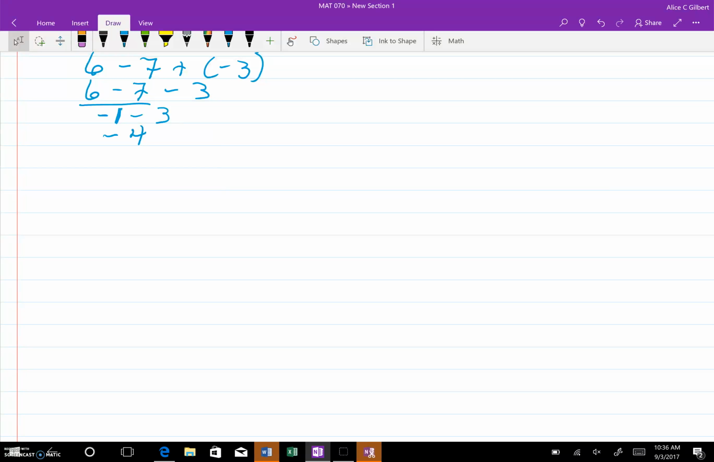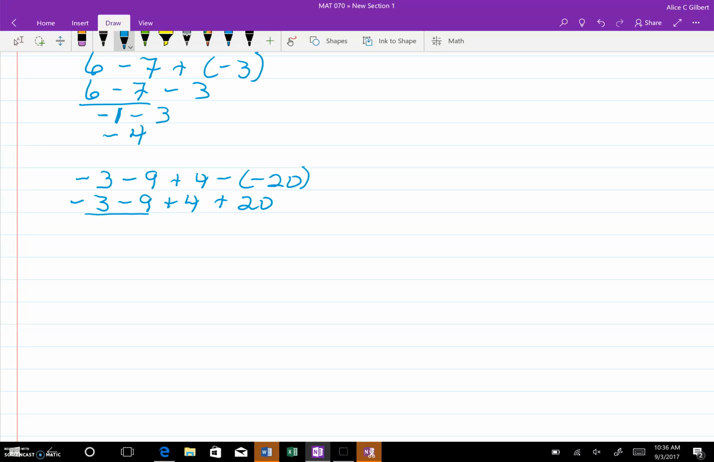Let's see if I can get one more in here. Let's try this one: -3 minus 9 plus 4 minus 20. First I need to get rid of the parentheses. -9 plus 4. Negative times a negative is a positive. Now I can only work with two numbers at a time, so I look at these first two, -3 minus 9. This is an addition problem whose signs are the same, so I add the numbers, keep the sign. Let's bring the rest down and keep going.